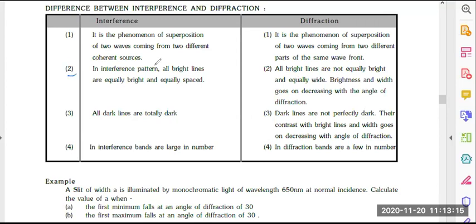The second is, in interference pattern, all bright lines are equally bright and equally spaced, means fringe widths are the same, right? But when you talk about diffraction, the intensity decreases as it moves from central to sides, right? Third, in interference all dark are totally dark. And in diffraction, all dark are not perfectly dark, right? They are basically with less intensity. Okay.